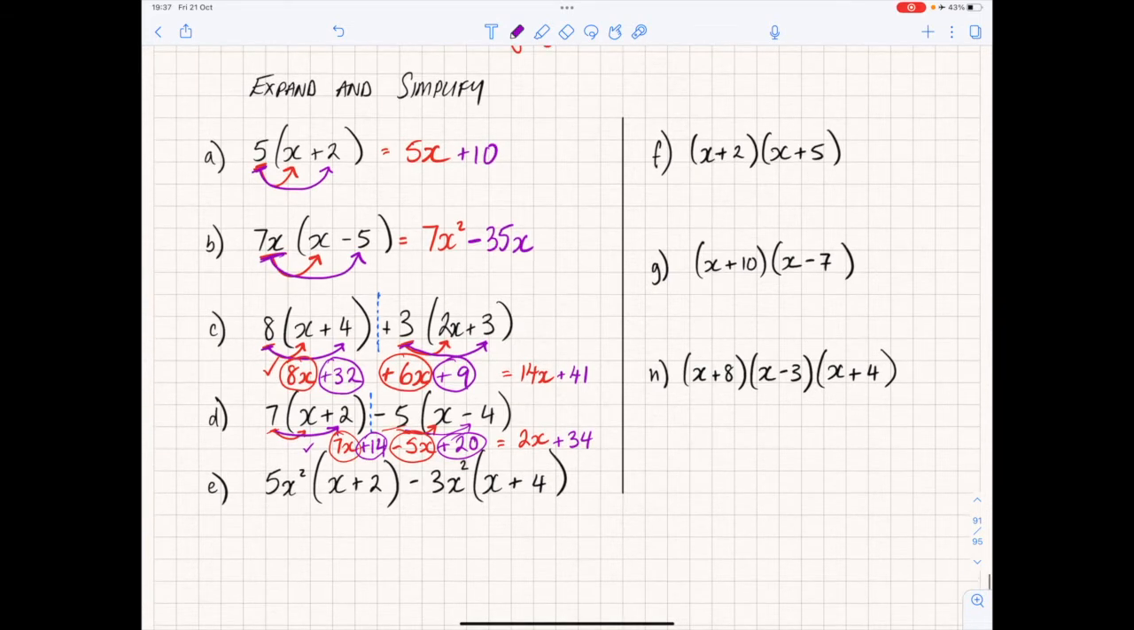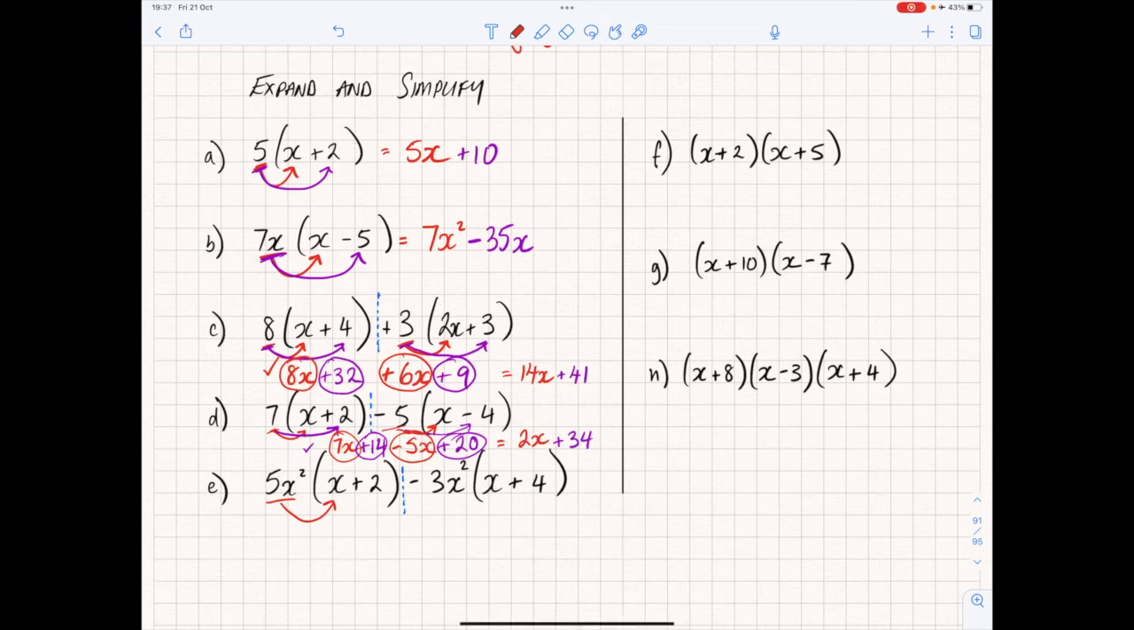Okay, what you can do again is pause the video if you want to and have a look at this one. So thinking about what happens when you've got an x squared multiplied by an x, and then thinking about collecting your like terms, you can pause the video and have a go if you want, or you can watch me again. So the process is the same.